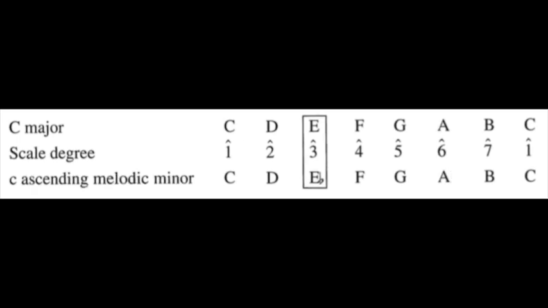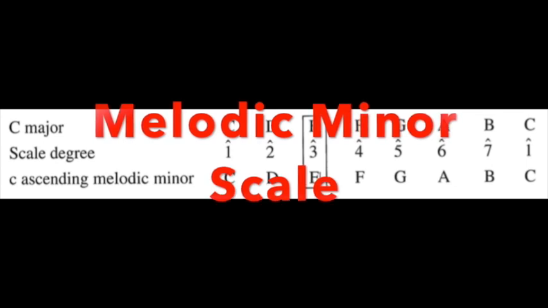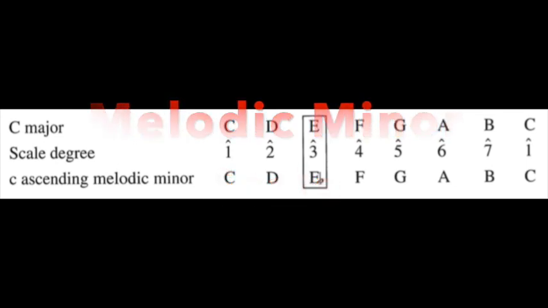A third type of minor scale is the melodic minor scale, which has an ascending form and a descending form. Ascending meaning going up and descending meaning going down. The ascending form, shown here, is like a major with only a lowered third. So we have C, D, E flat, like the natural and the harmonic, and then the rest is like our major scale.